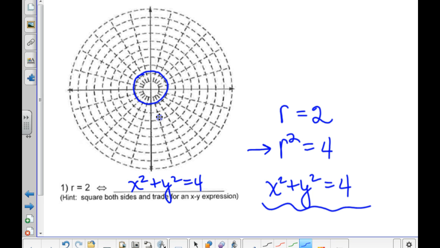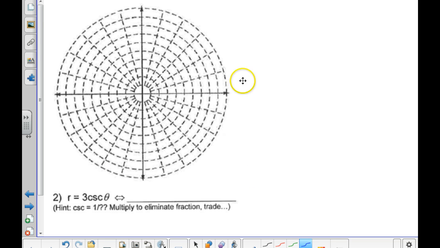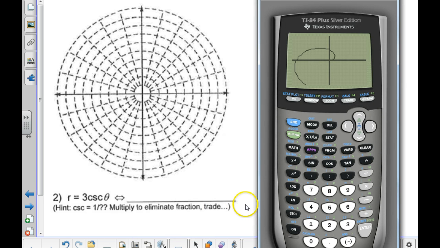Everybody okay? Do you have another one of those? I have the wrong file. It would be up here in that pile. Correct. The next one says r equals 3 cosecant theta, or you could type 3 divided by sine. Anybody try that one? Type it in. What do you get? It is a line, isn't it?